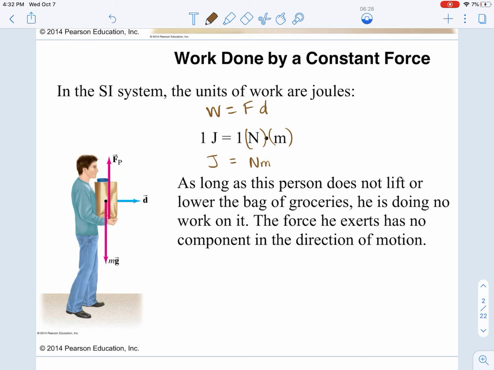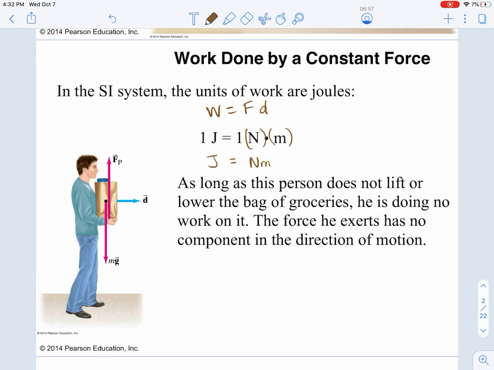Now let's look at the illustration that they've given us here. I have a man and he is carrying a bag of groceries. Now, if you look at this picture, we do have some force vectors here, but I also have a displacement vector. So this means that as the man is holding the bag of groceries, the groceries are also going to experience a displacement where it moves some distance.